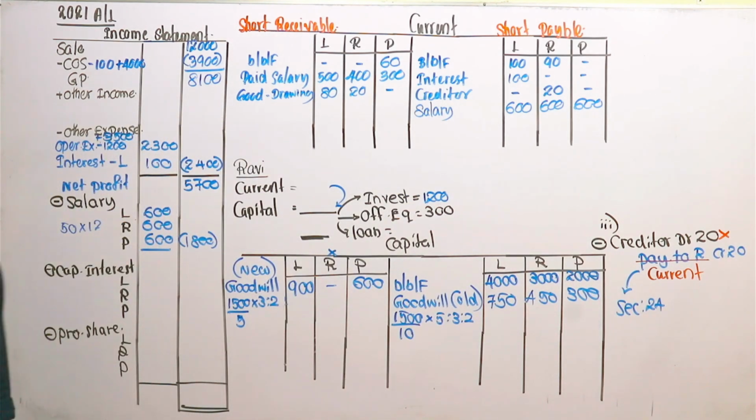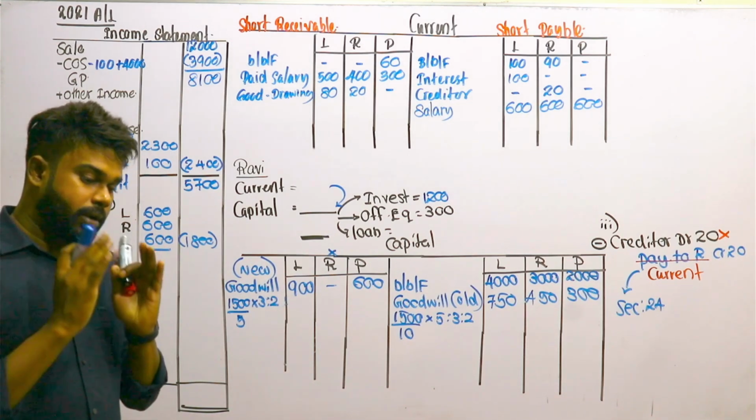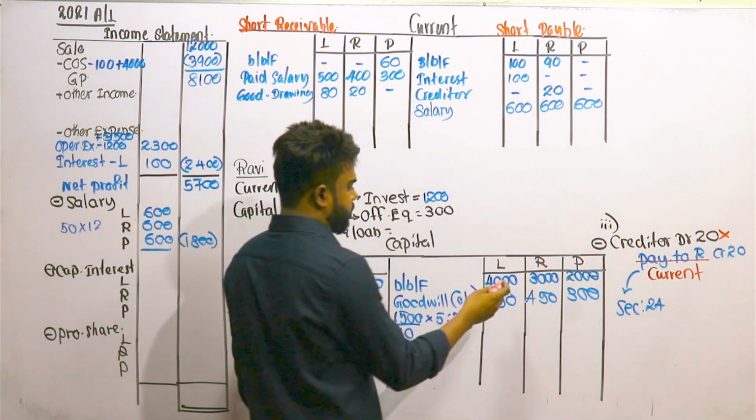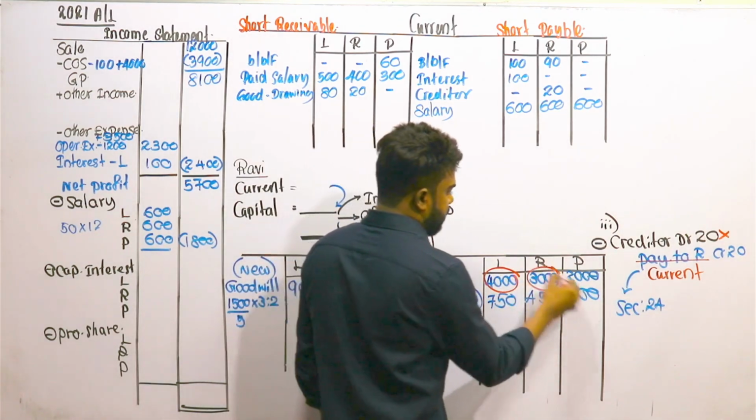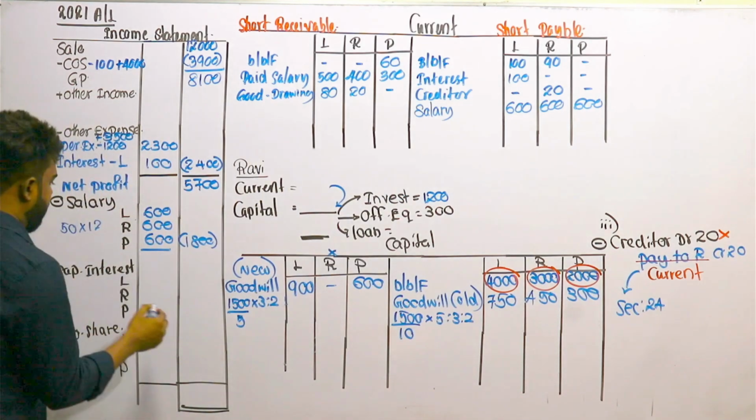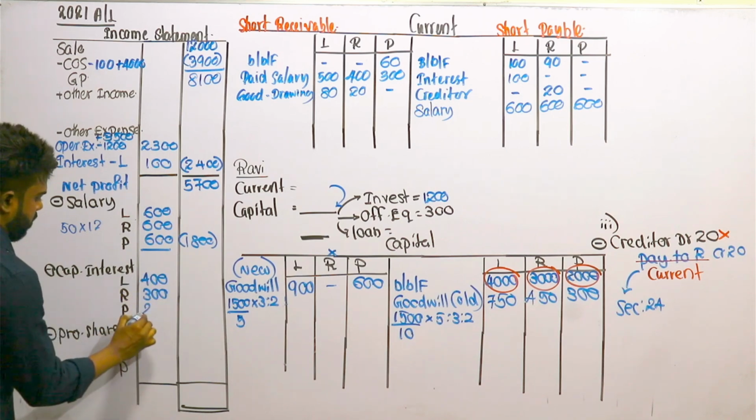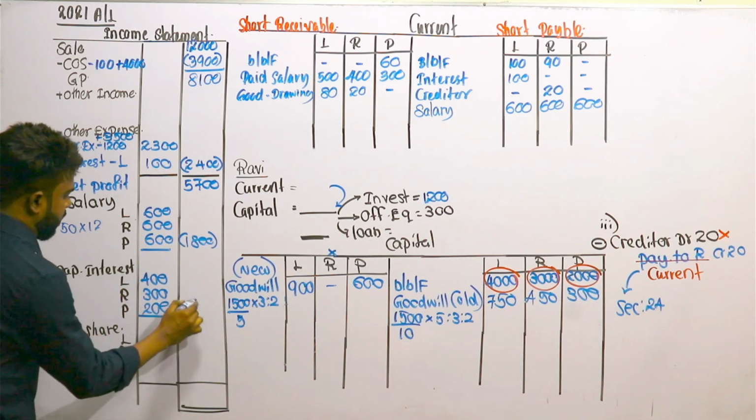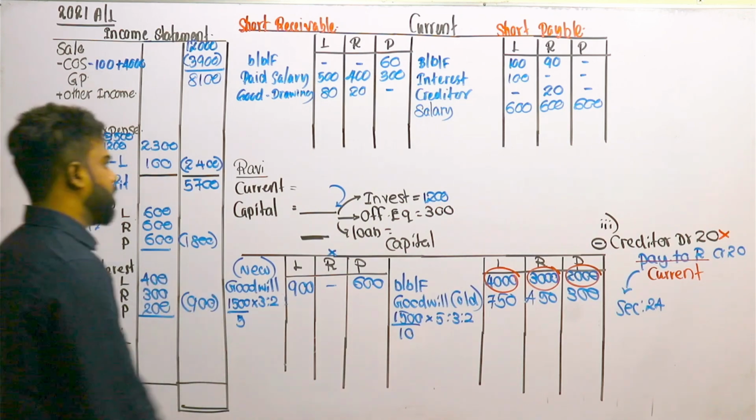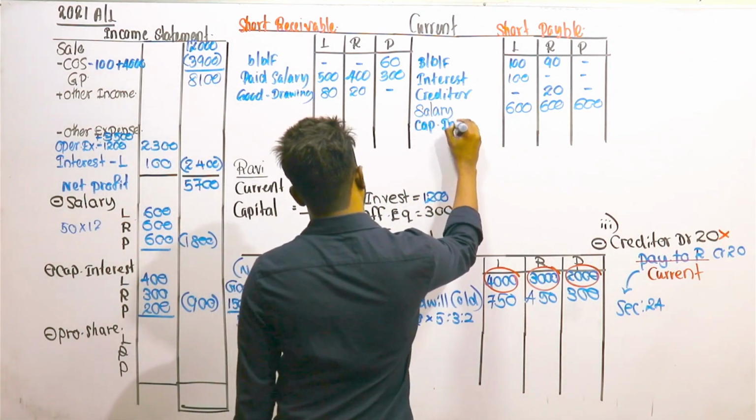Then calculate the capital interest. Capital interest should be calculated at 10% on the opening capital account balance. Opening balances these things. Right? 10% means just remove the 0. Therefore 400, 300, and 200. Total will be 900. Capital interest is also payable.